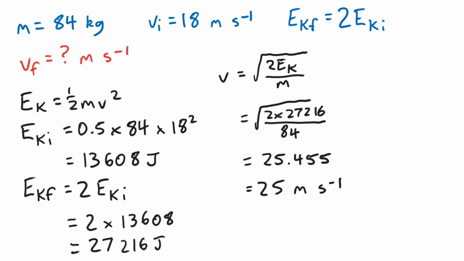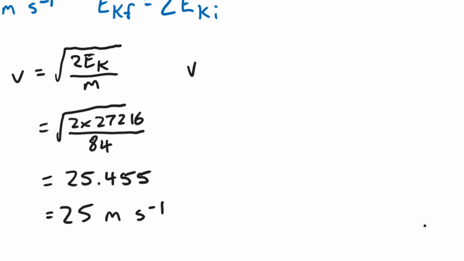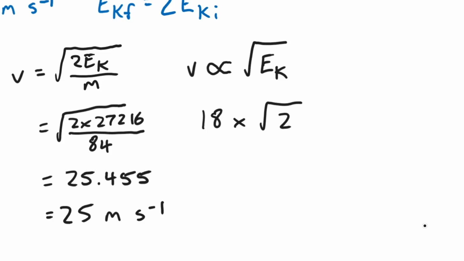Notice that the increase in velocity is not double the initial velocity, even though the kinetic energy has doubled. This is because velocity is proportional to the square root of kinetic energy. The beauty of understanding proportionality is that you can solve equations so much faster. If you multiply the initial velocity of 18 meters per second by the square root of 2, since the kinetic energy has doubled, you would get the same answer, but much more quickly.